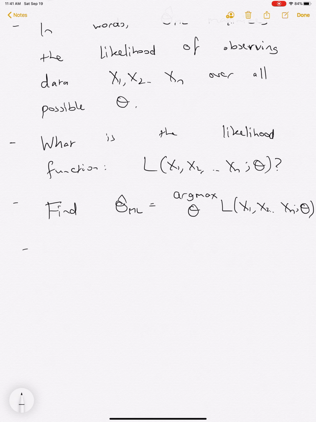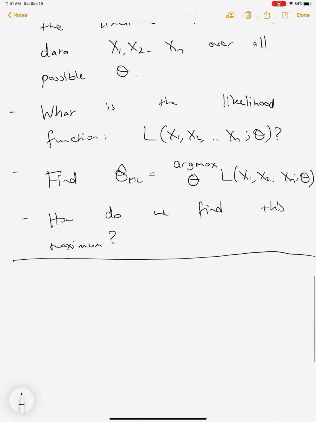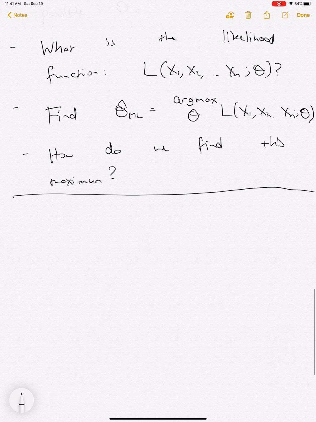The other question we have to tackle is, how do we find this maximum? You can hopefully get an idea that calculus is going to be very important here, because we're trying to maximize a function and find the point that maximizes it. That's what the maximum likelihood estimate is. And as we'll see shortly, we're going to use calculus to do that. Now let's focus on the likelihood function.